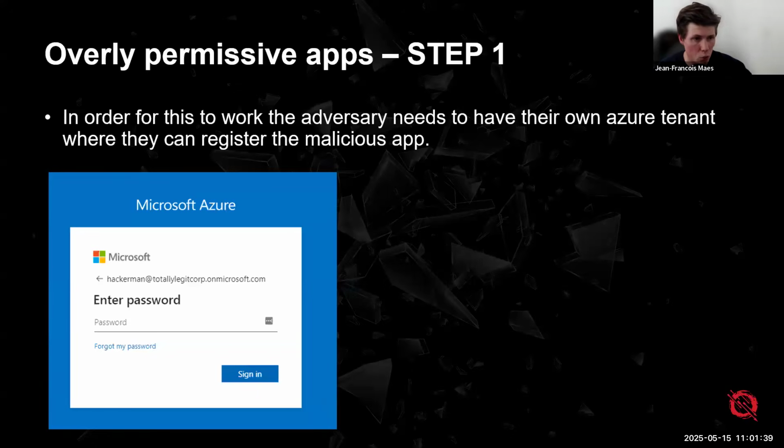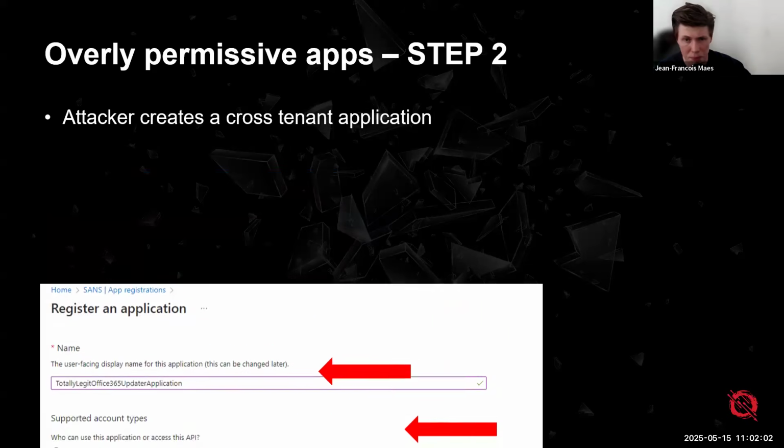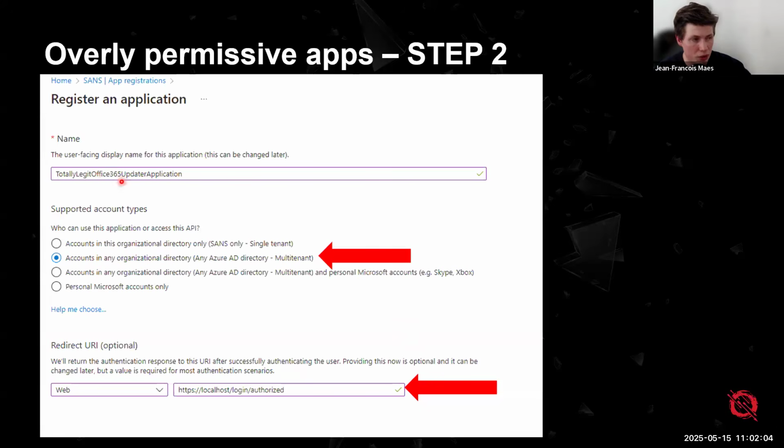Well, first of all, we need to have our own Azure tenant, right, where we can register a malicious application. So here I created a little test tenant and I made it obvious that this is a malicious tenant, right? I called it hackerman at totallylegitcorp.onmicrosoft.com. Right? Step 2 would be, okay, now that we have a tenant, we have to create our own application. So here, once again, I'm making it super obvious, right?